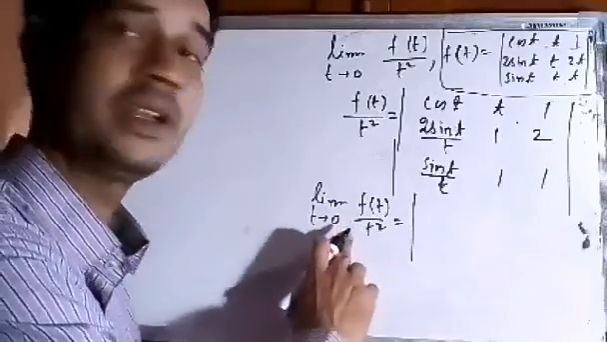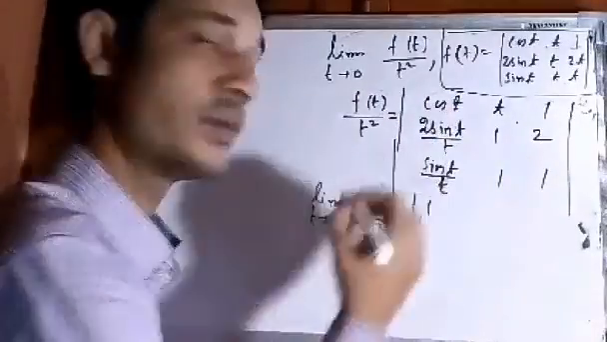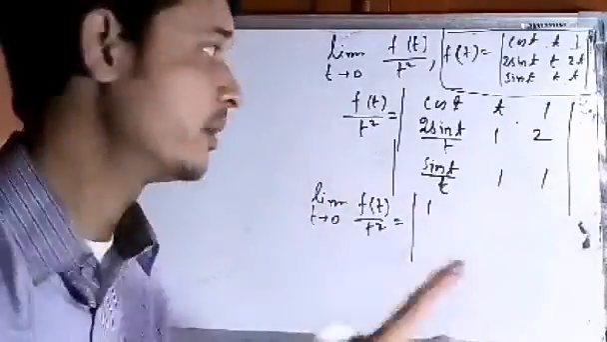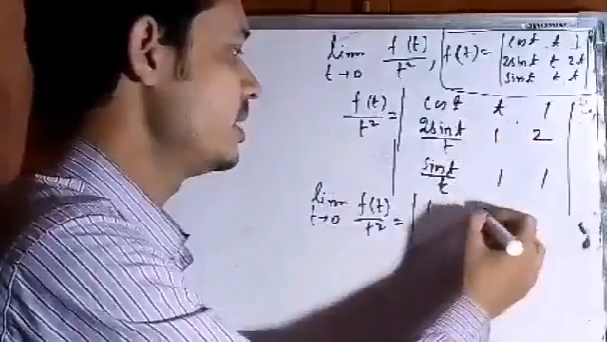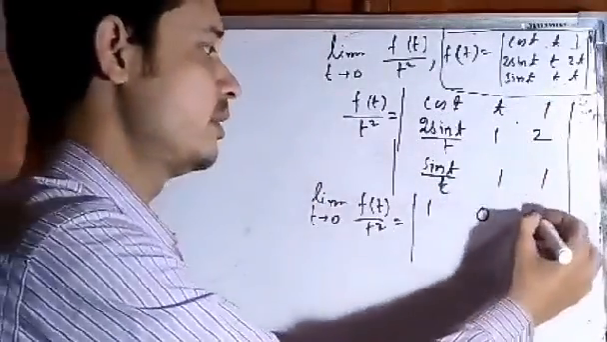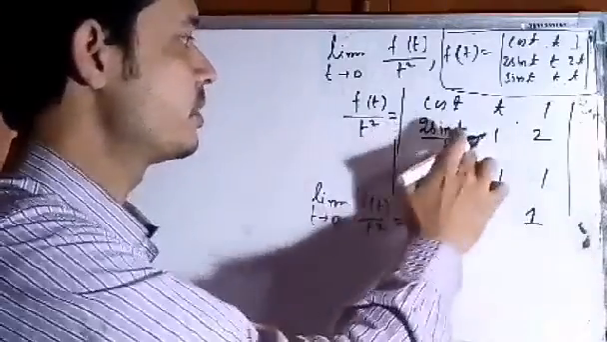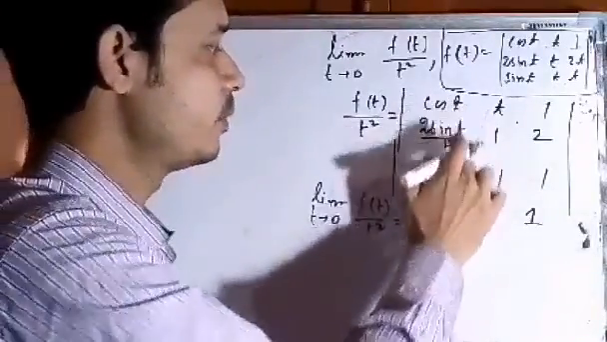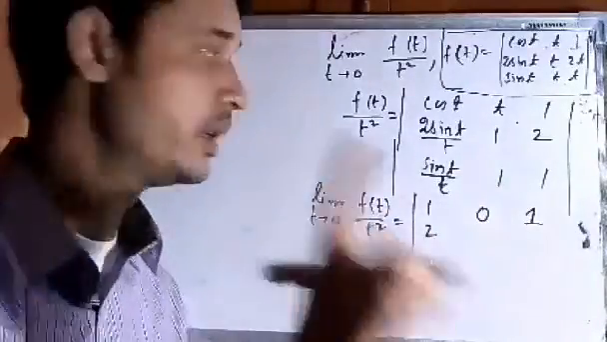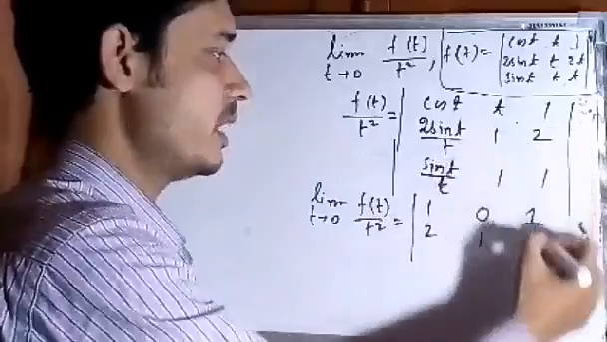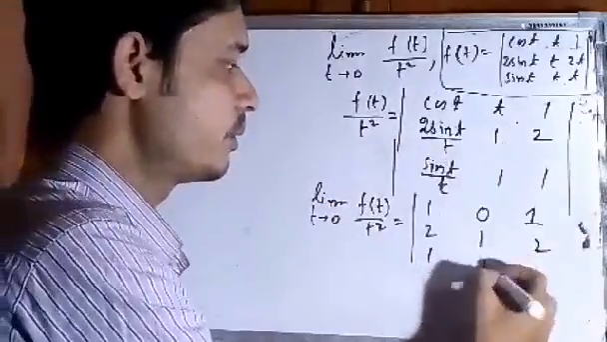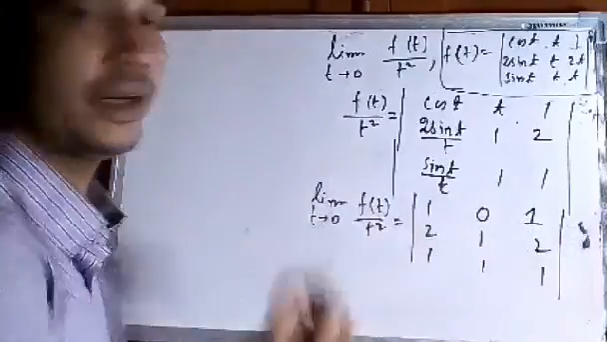So applying the limit as t tends to 0 to cos t, it becomes 1, because the limit of cos t as t tends to 0 equals cos 0, which is 1. Now the limit of t is 0, and the limit of 1, being a constant, is 1. Now the limit of 2 sin t by t, sin t by t is 1, so 2 into 1 is 2. Now 1 being a constant, no change. Here sin t by t is 1, it is 1, it is 1. So we get this simplified determinant.